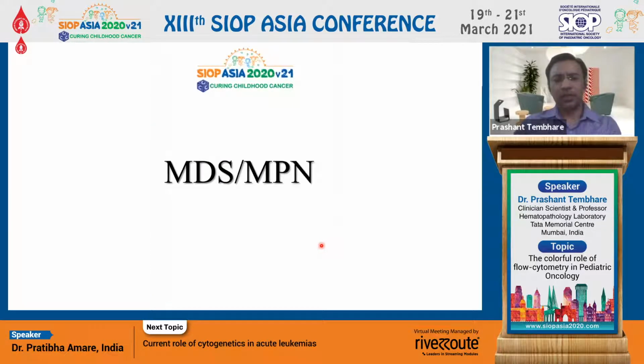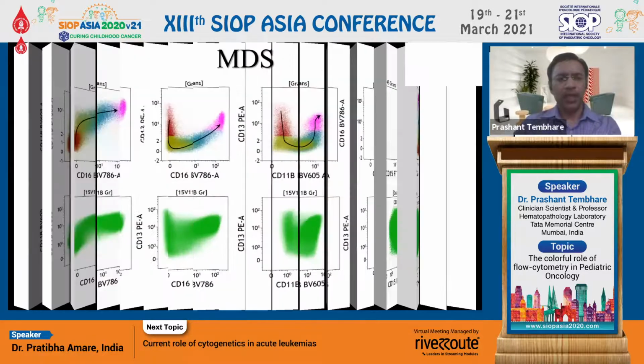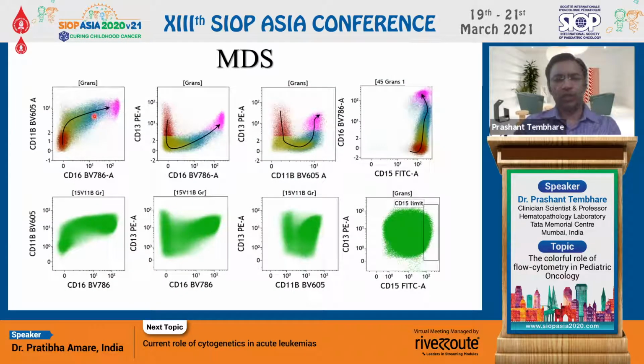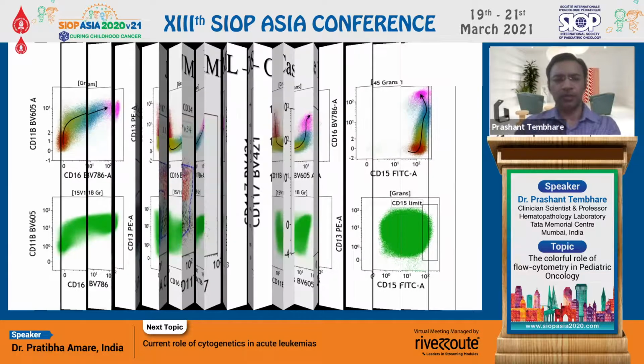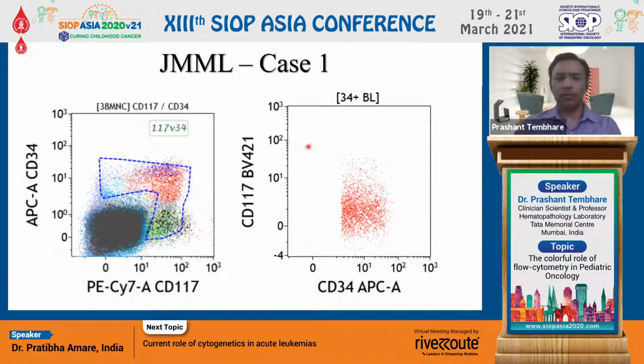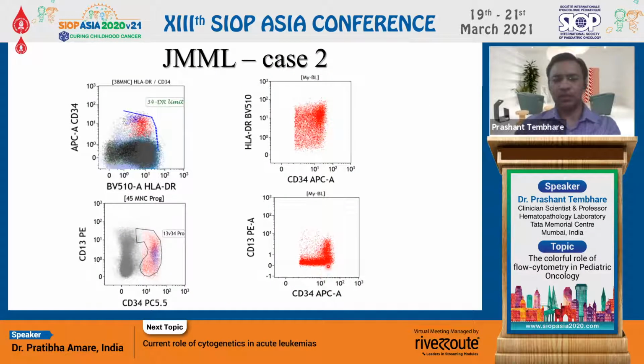The next utility is testing in MDS or MPN. In MDS and MPN, the granulocytes or erythroid cells usually follow a normal maturation pattern, for which we use different combinations of markers. In MDS, these maturation patterns are lost, which helps us to identify the disease. The same in JMML, in almost 50% of cases, we can identify abnormal blasts. For example, here the CD117 loss is abnormal, or here CD33 is lost, or HLA-DR overexpression. So we can use these different combinations of markers and identify even a small number of abnormal blasts and identify JMML cases on suspicion.